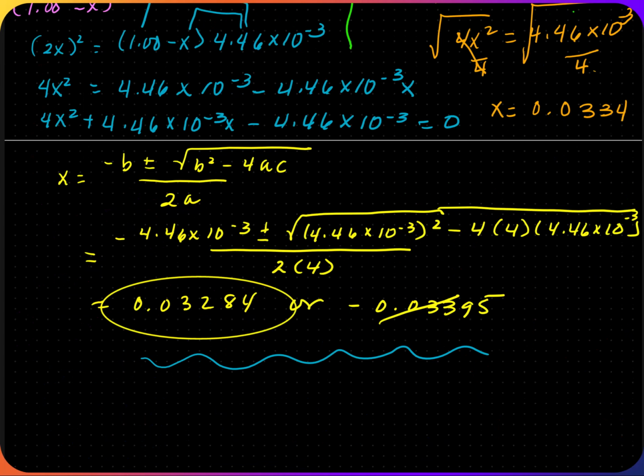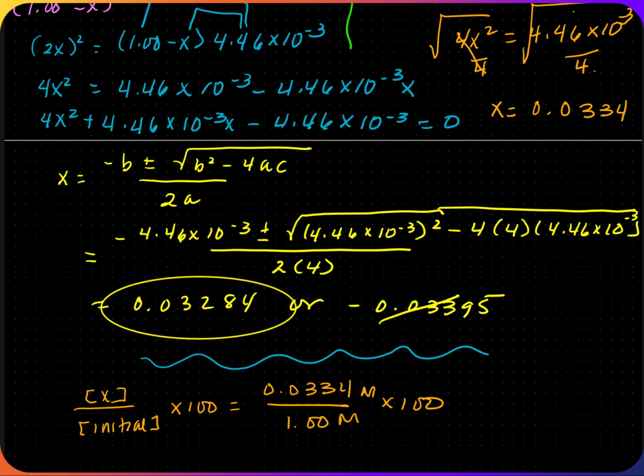So my check is going to be x over initial concentration times 100. So my x we calculated as 0.0334, divided by my initial concentration, which was 1.00, times 100. This equals 3.34%. So this is valid because it's less than 5%.